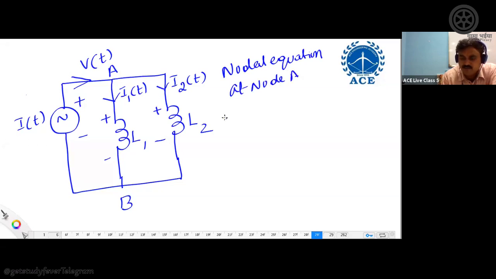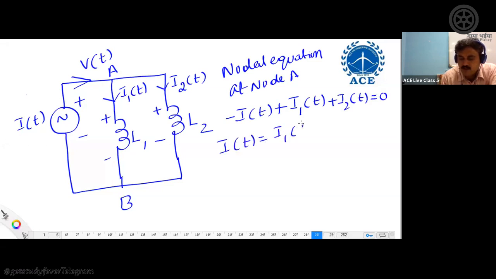Current coming towards the node is negative, so minus I of t. Current going away from the node is positive, so plus I1 of t, again plus I2 of t. Equate with 0. That's all. So you will get I of t equal to I1 of t plus I2 of t.